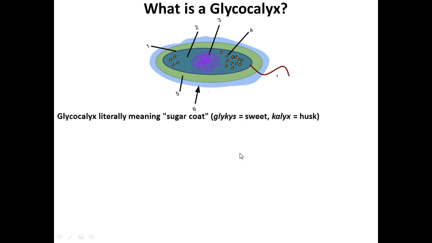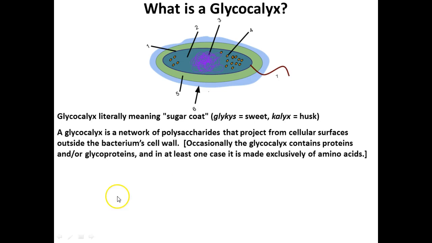So glycocalyx refers to sugar coat. So most of them are made out of sugars. A sweet husk. So a network of polysaccharides that project from the cellular surfaces outside the bacterial cell wall and membrane. Occasionally they contain proteins or glycoproteins, and there is at least one case where it's exclusively amino acids. It's a little bit different.